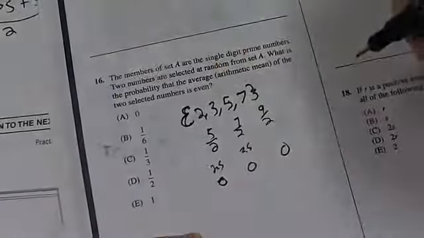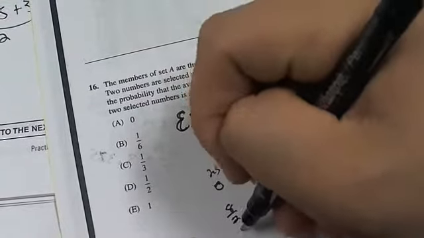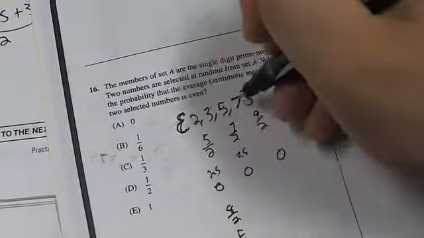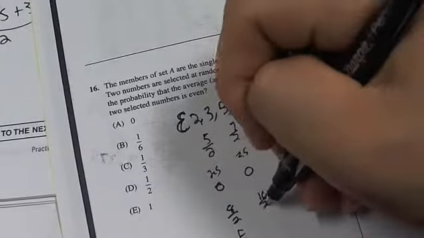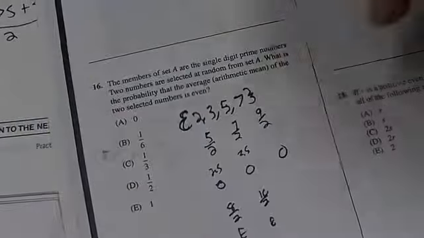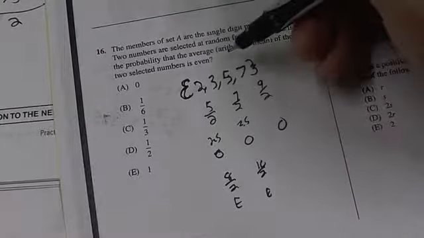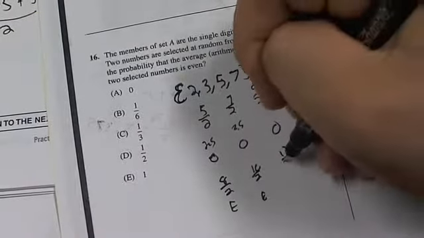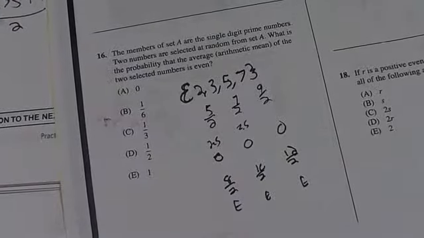Alright, 3. 3 and 5 is 8. 8 divided by 2 is 4. So that's even. 3 and 7 is 10. Divided by 2 is 5. So that's also even. 5 and 7 is 12. Divided by 2 is 6. So that's also even. So that's all possible combinations.